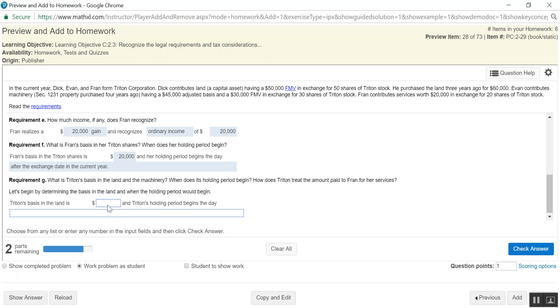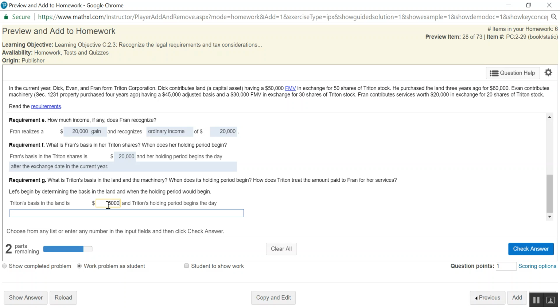Then we have to determine what the basis in the land and the machinery is to Triton, the corporation. And Triton's basis in the land is going to be equal to Dick's basis in the land minus a reduction of $10,000 equal to his realized loss. And that's because we don't want to double up on any losses that might be realized in some future year. So the IRS requires us to reduce our basis by $10,000.